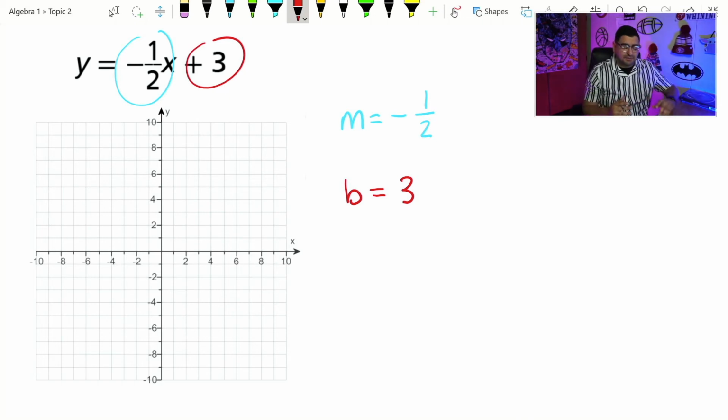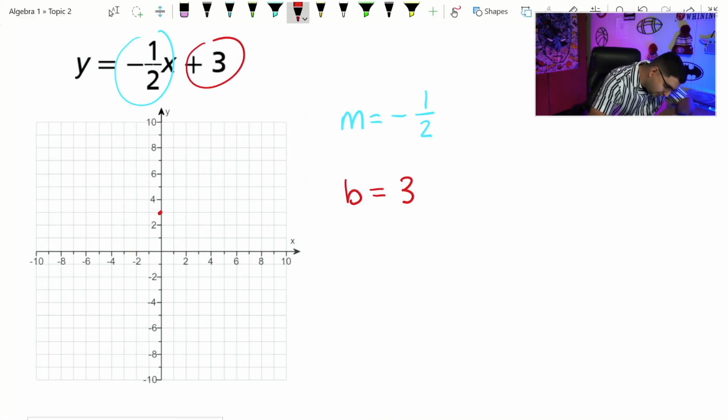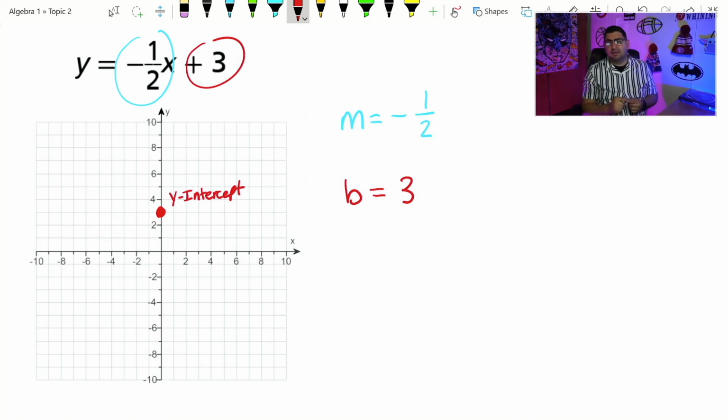So first thing I'm going to do is find +3 on my graph on the y-axis. So on this axis, +3 is located right here. And again, this is my y-intercept. My slope in this case is -1/2.